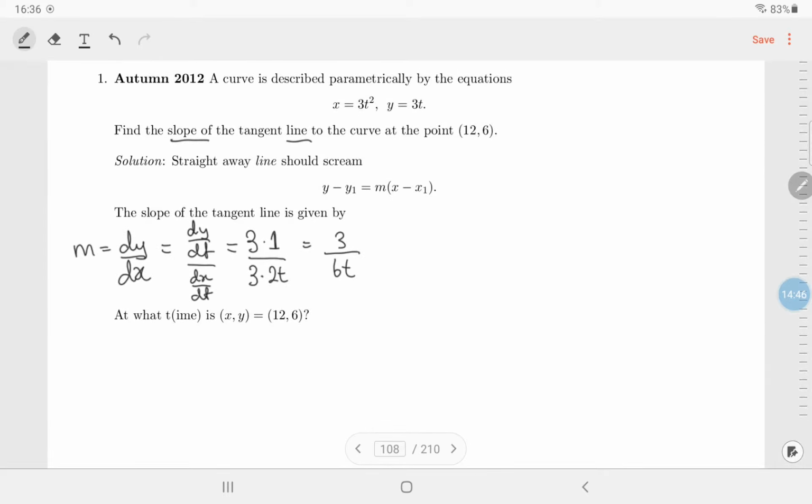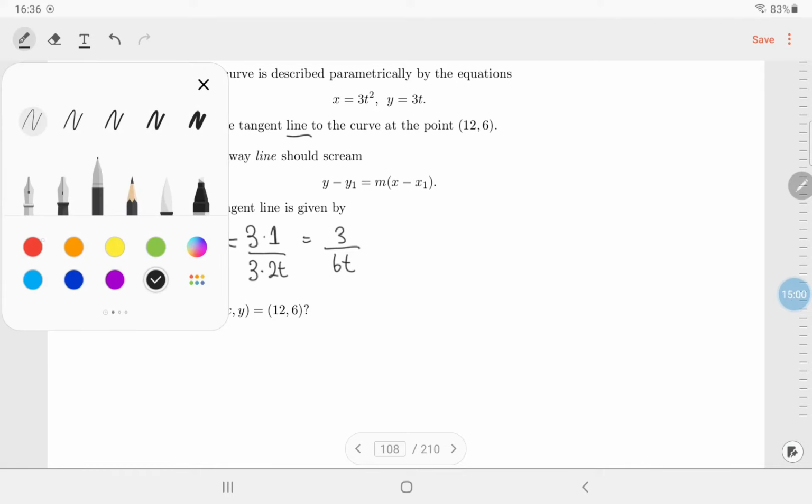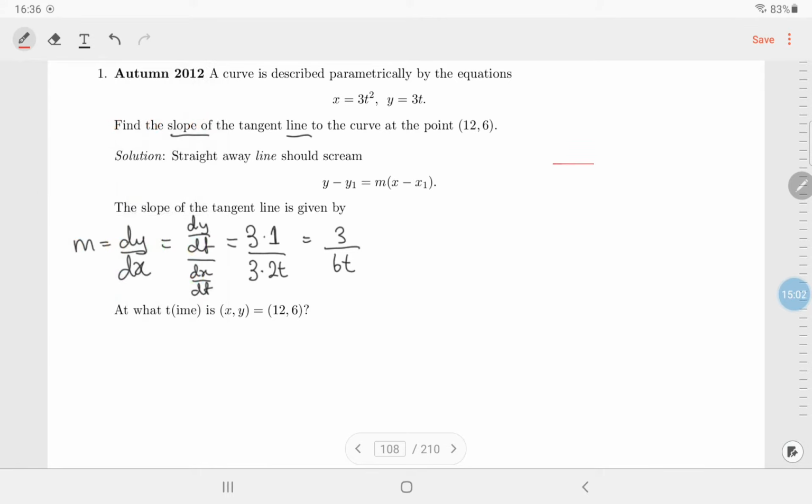Okay. So now the question becomes, you have the slope in terms of t, and the question is, for what value of t do we reach the point (12, 6)? So like if you plot this thing, now I actually probably could plot this properly, but I'm just going to plot it in a stupid way.